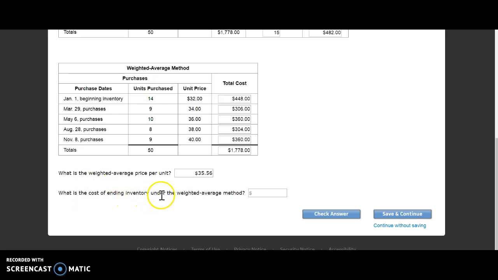What is the cost of ending inventory under the weighted average method? Remember, it said that we had 15 on hand at the end. So I'm going to take 15 times my weighted average price of 35.56. And my cost of ending inventory then is going to be $533.40.